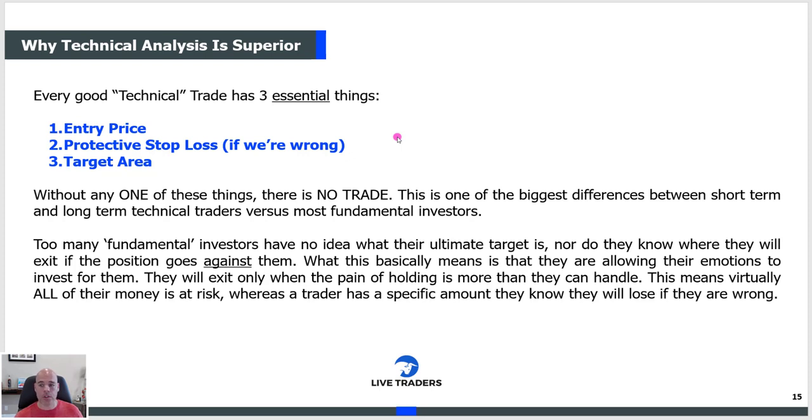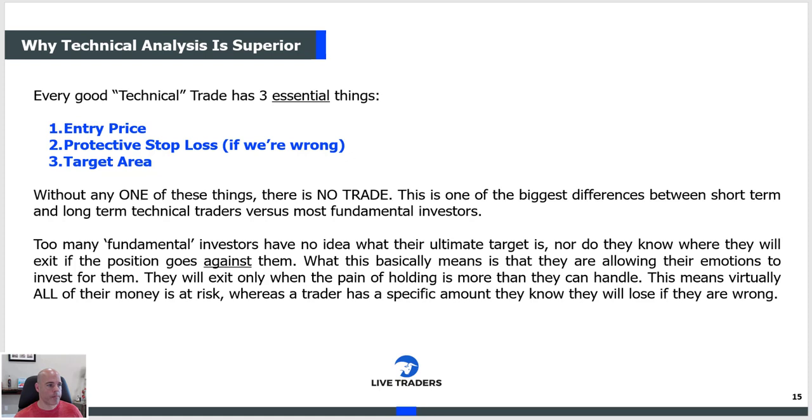Use the higher time frame charts. Instead of a 1 minute or a 5 minute, use a yearly or a monthly chart, okay? You have an entry price, a stop loss, and a target area. That is it. Every trade has those. Now you know what's at stake. Now you know what you're risking. If you don't have one of these, you don't take the trade. It's that simple. You've heard me say this before.